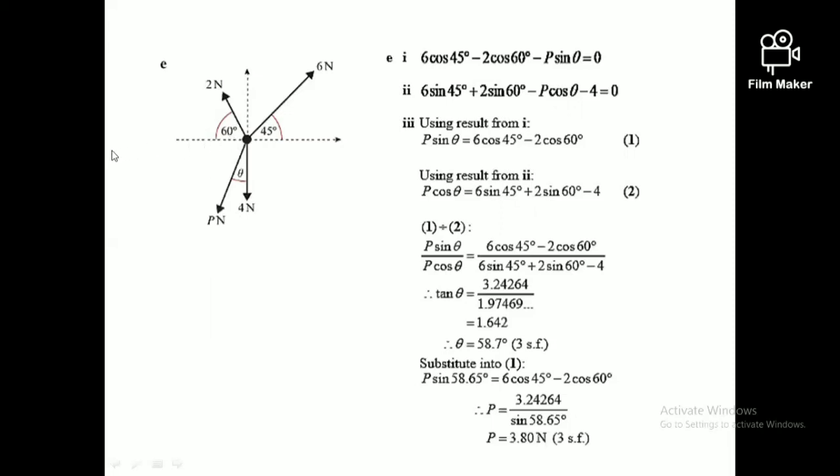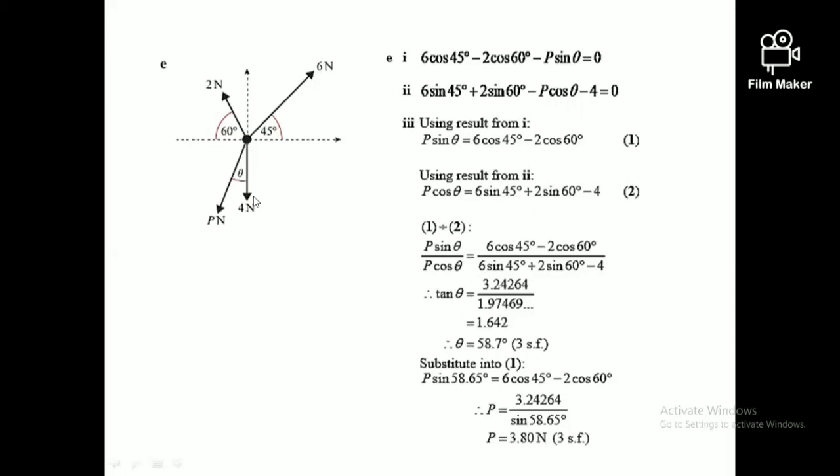If you feel like confusing again, I will read out, mark down in a piece of paper. Towards right from 6, 6 cos 45. Upwards, 6 sin 45. From 2 newtons, towards left, 2 cos 60. Upwards, 2 sin 60. From 4, just vertically downwards, 4. From P, towards left, P sin theta, towards down, P cos theta.